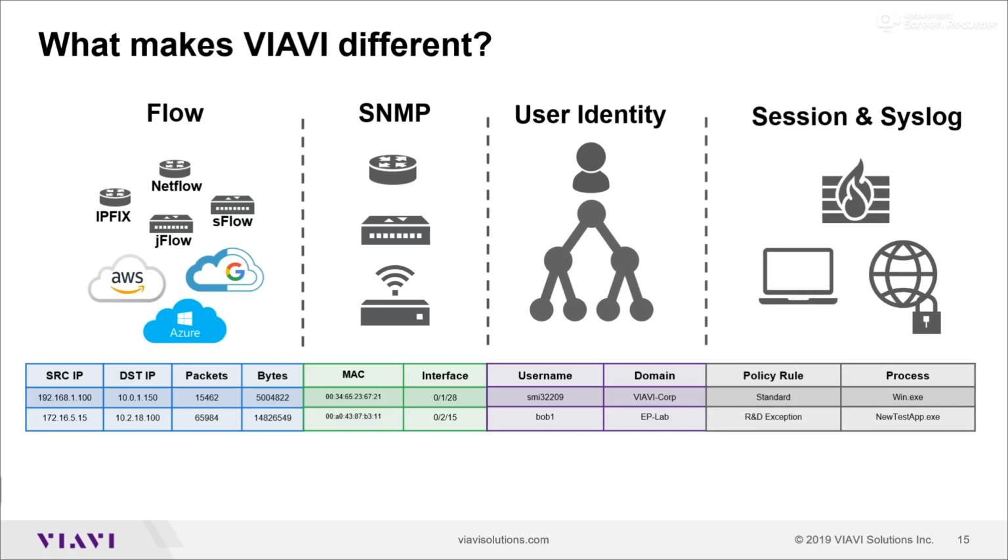Flow tells us what transpired, but information from syslog and session data can help us understand how it occurred and why it was able to occur. Why was Bob able to talk to the destination IP address 10.2.18.100? Well, because there's a policy rule in the firewall called R&D exception, and that allows for that conversation to occur.